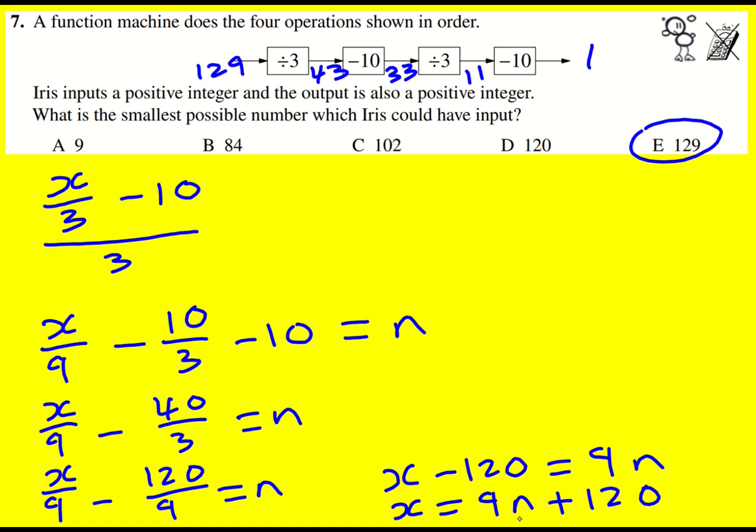It has to be a positive integer. So at this point, I'm going to say, well, actually, the smallest that n could be is 1. And therefore, the smallest that x can be to give a positive integer is 129. And you can see all the other values that you would get for other values of n. So if you wanted n to be 3, then it would be 147 that you'd have to put into the function machine. So this is more complicated. It's a nice general solution. But my favorite is this one here.